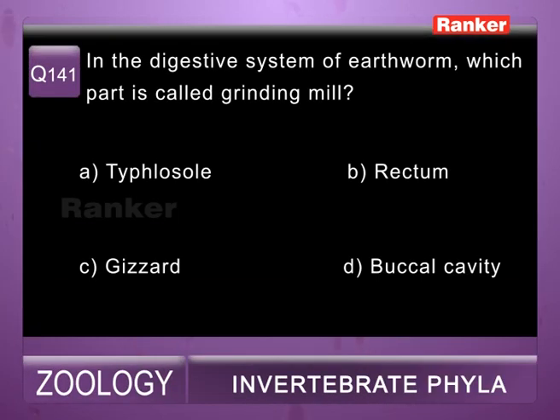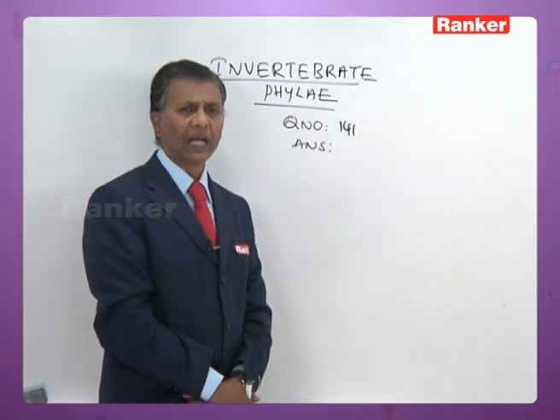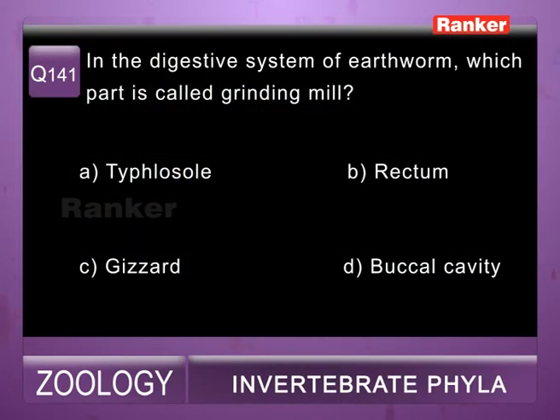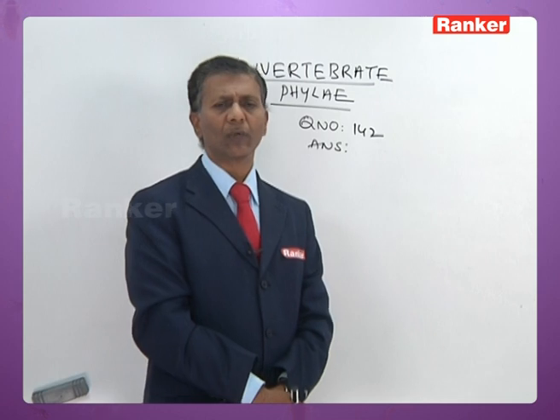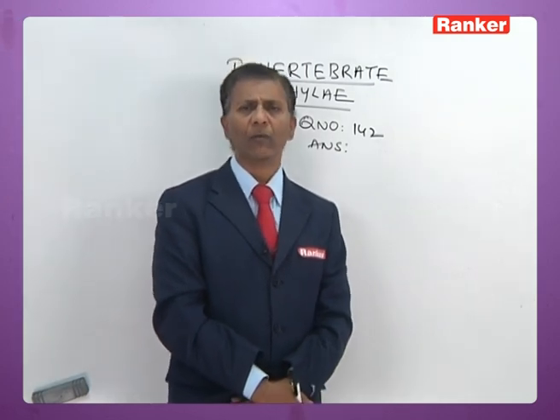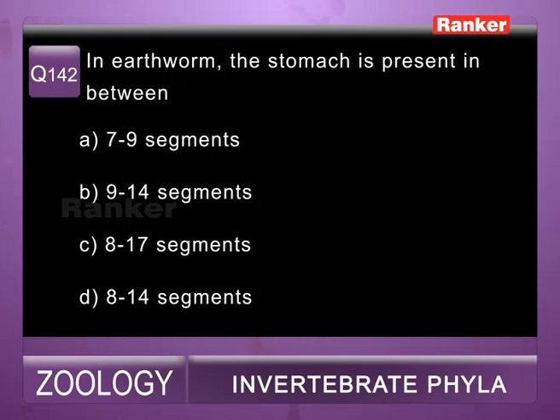141 question: in the digestive system of earthworm, which part is called grinding mill? A, typhlosole, B, rectum, C, gizzard and D, buccal cavity. Obviously gizzard is the grinding mill. So 141 question, correct answer is C, gizzard. 142 question: earthworm stomach is present in between A, 7 to 9 segment, B, 9 to 14 segment, C, 8 to 17 segment, D, 8 to 14 segments. So 142 question, correct answer is 9 to 14 segments, that is B.